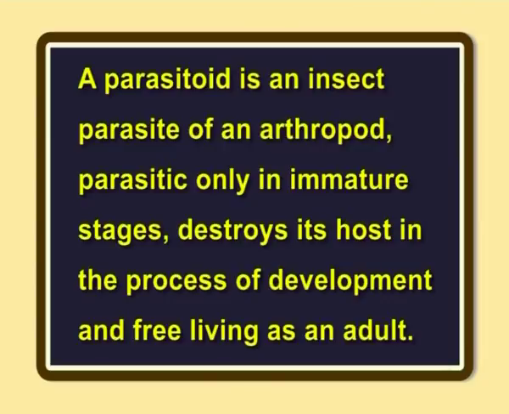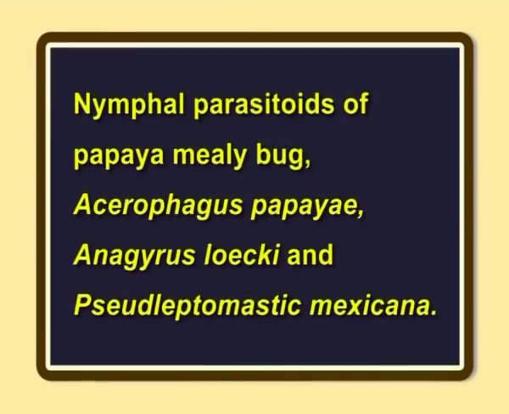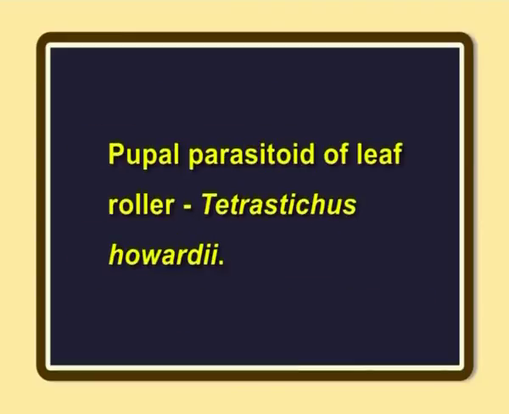Parasitoid: a parasitoid is an insect parasite of an arthropod, parasitic only in immature stages, destroys its host in the process of development, and is free living as an adult. Examples: egg parasitoid of leaf roller, Trichogramma chylonis; nymphal parasitoids of papaya mealybug, Acerophagus papayae, Anagyrus loecki, and Pseudleptomastix mexicana; pupal parasitoid of leaf roller, Tetrastichus howardi.